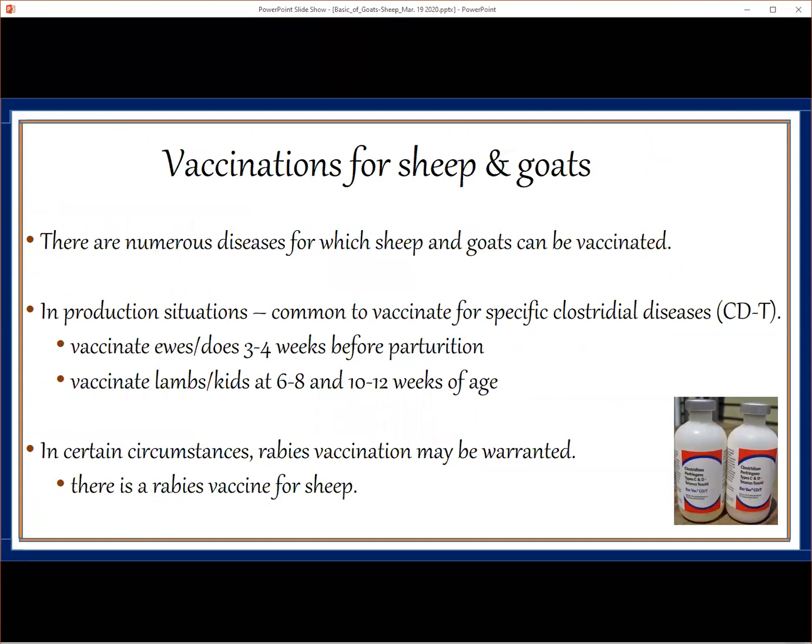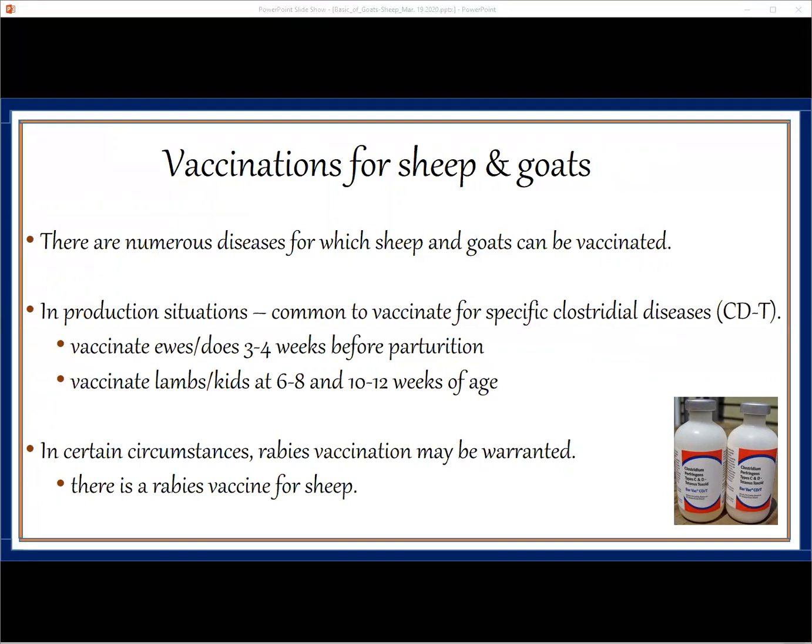There are very many vaccines that are available for sheep and goats. And in production situations, one of the most common problems we have is the Clostridial diseases, and we'll talk about that in a second. When do we vaccinate? Again, consulting with your vet helps. Consulting with somebody who is experienced helps. You don't want to administer these vaccinations at the wrong time because they will not be effective.